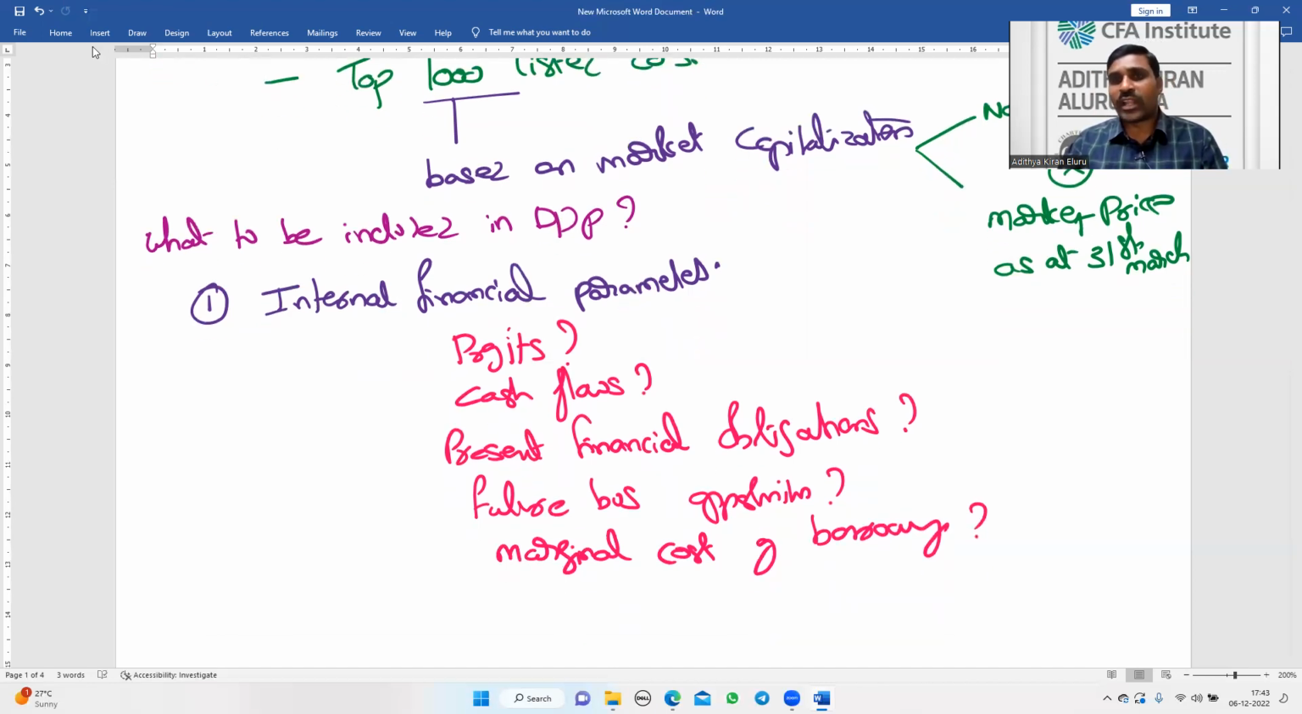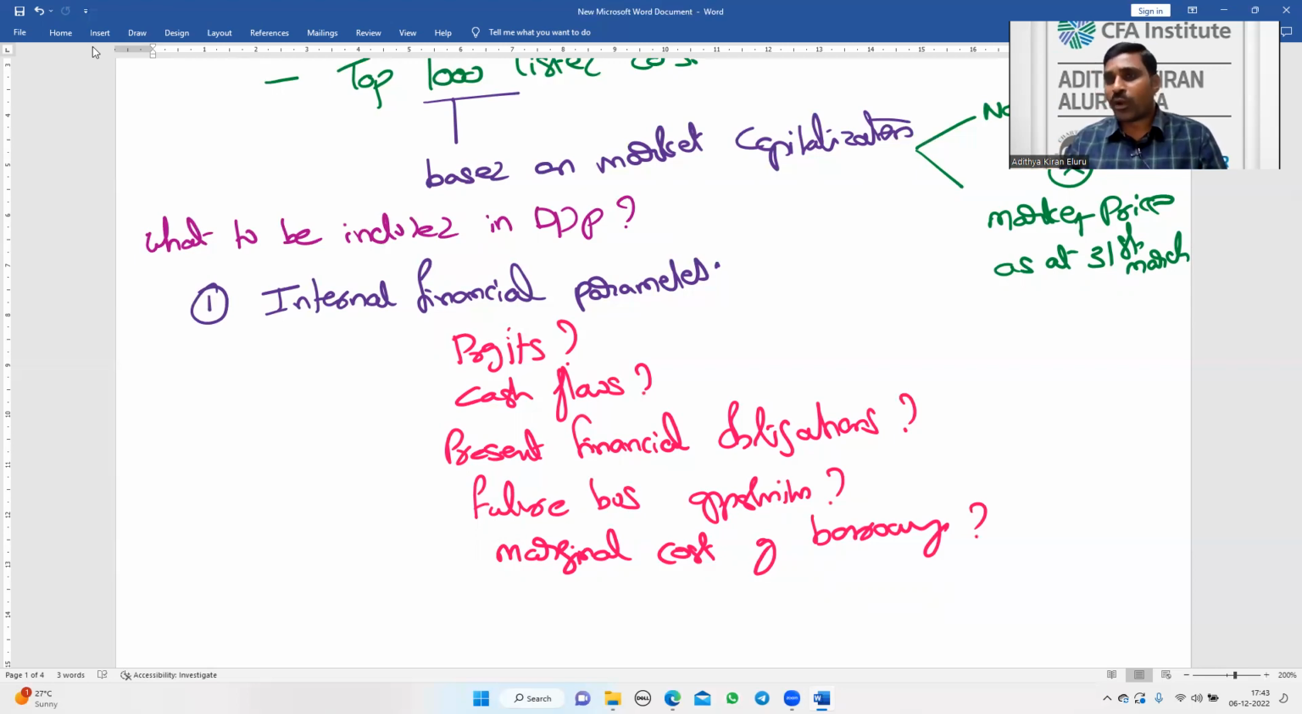Profit, cash flow, present financial obligation, future business opportunities, marginal cost of borrowings. So even though I got good profits, good cash flows, don't have much future obligations, and even though I have future business opportunities, the marginal cost of funding is less. Therefore, I'll pay much cash as a dividend to the shareholders. I don't bother about the future business opportunities. No doubt there are business opportunities, but I can get the bank loan at cheaper rates. Whenever future business expansion opportunities are there, I can take a bank loan. I don't need to conserve the cash. Let us pay the cash to the shareholders as a dividend.